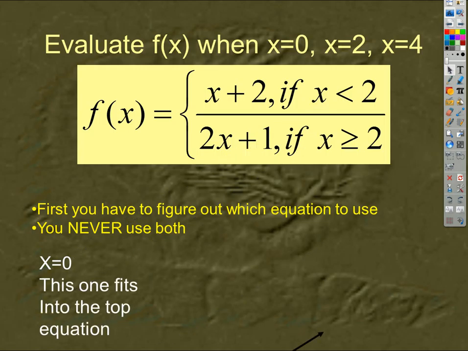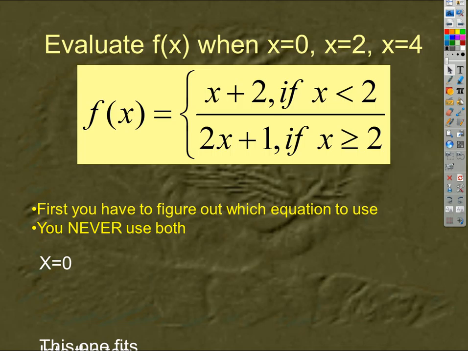Okay? It fits into the top one, so we get 0 plus 2 is 2. Okay, now what about the next one? What about if we're going to evaluate the function at 2? That's going into the bottom, isn't it? Because 2 is not less than 2, but 2 is greater than or equal to 2. It's equal to 2, right? So we plug it in the bottom.